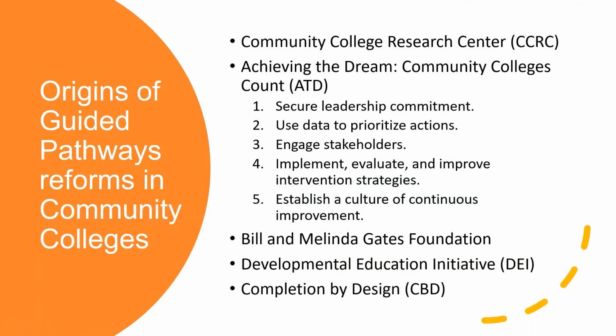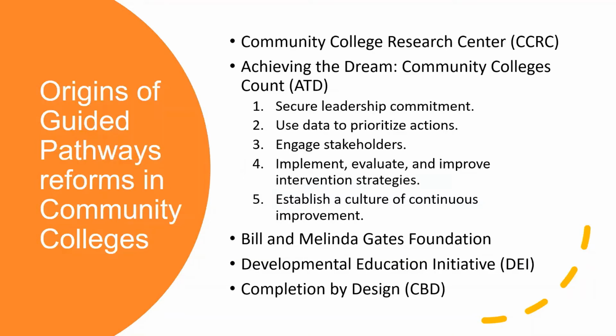The Community College Research Center, or CCRC, dates the beginning of organized reform designed to improve community college outcomes to the beginning of this century, when policymakers and educators began to question community colleges' low completion rates. The first major initiative in this movement was Achieving the Dream, Community Colleges Count, or ATD, which started in 2004. ATD initially was funded by Lumina Foundation for Education, but subsequently received support from many other foundations.